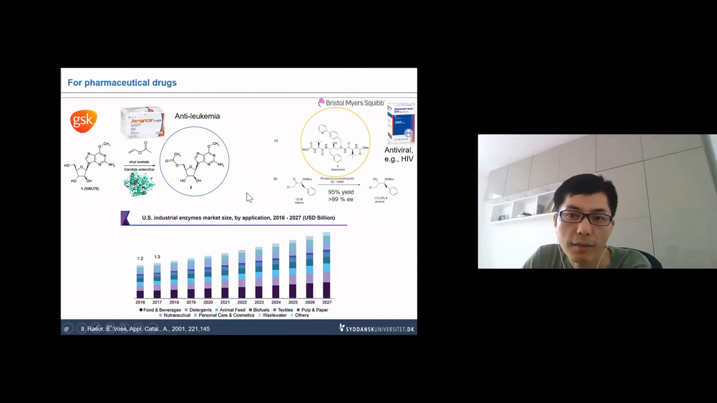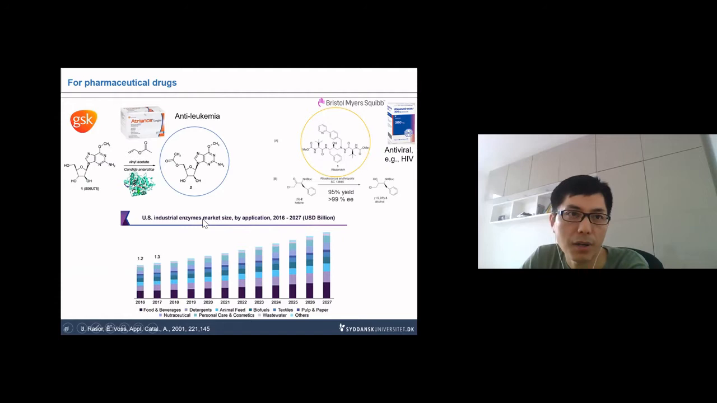Similarly, another company, DSM, also employed an enzymatic process to produce anti-viral drugs. Again, the enzyme allows such a complicated chemical synthesis in a simple way, and if you use the enzyme, you can get the pure compound in the end. However, if you don't use the enzyme, it is extremely difficult in chemistry to get such a pure compound. So those examples are only the tip of the iceberg. Actually, enzymes play many important roles in different markets.